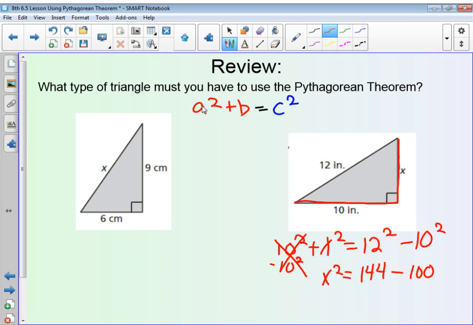Okay, so now I've got x squared equals 44. So to get rid of our squared, we're going to have to do the square root to cancel that out. So I get the square root of 44. If I were to leave it as a decimal, the square root of 44 is 6.6 rounded.